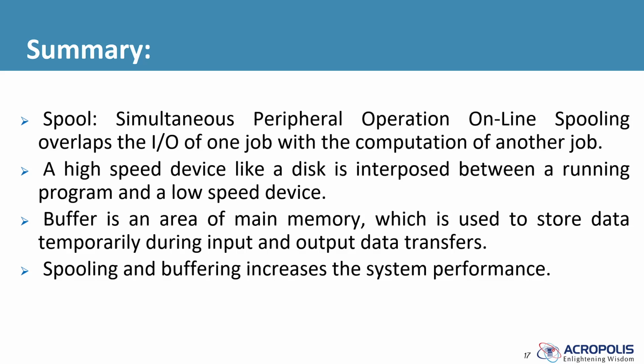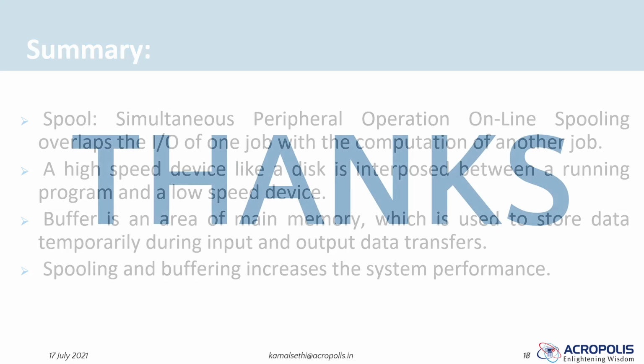So, summary: spool means simultaneous peripheral operation online. Spooling overlaps the input-output of one job with the computation of another job. A high-speed device like a disk is interposed between a running program and a low-speed device. Buffer is an area of main memory which is used to store data temporarily during input and output data transfer. Spooling and buffering increase the system performance.